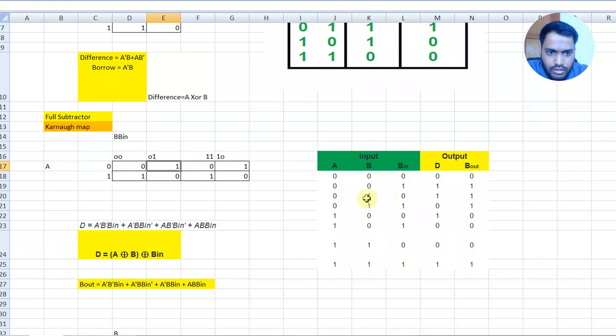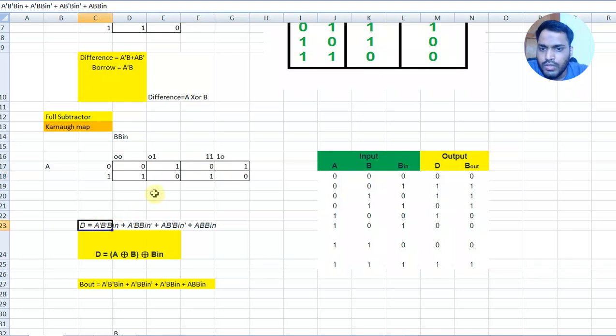Then for 0 1 0 we have 1. Then for 1 0 0 we have 1. Then for 1 1 1 we have 1 here. So for these 4 we have 1.